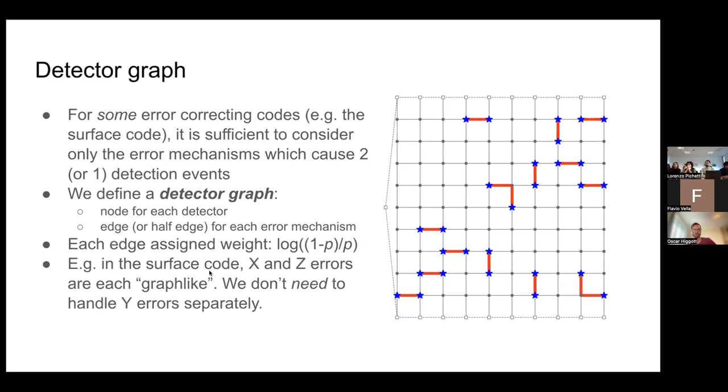For example, in a surface code, the two types of errors, Pauli X and Pauli Z errors, are both graph-like, they have this property. But there are some error mechanisms called Pauli Y errors, which don't have this property. But it turns out for surface codes and many other similar quantum error correcting codes, it's sufficient to correct a subset of the types of error mechanisms that can occur to reliably perform error correction, up to the code distance more specifically.